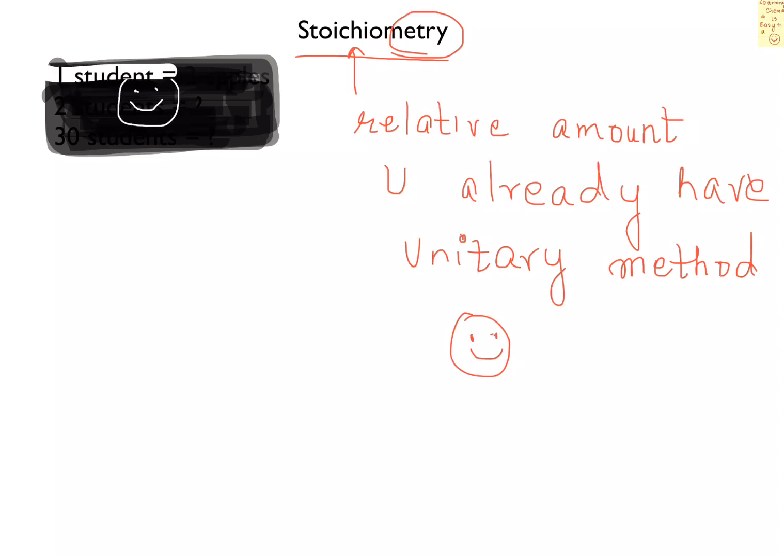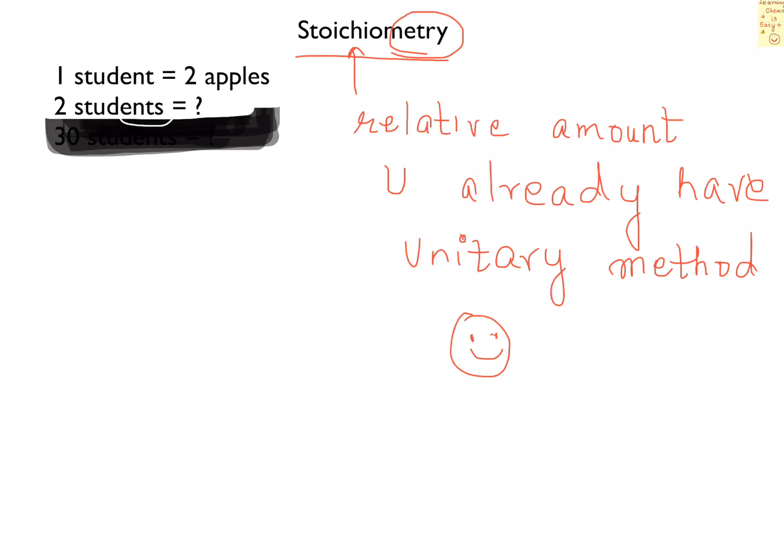When we say that one student needs 2 apples, there's a question here: one student requires 2 apples during the day. So, how many apples would be required by 2 students? Yes, pretty simple. It will be 4, right? You got that right? Okay. How many apples would be required by 30 students? As simple as that again. Yes, 30 times 2 and you get 60.